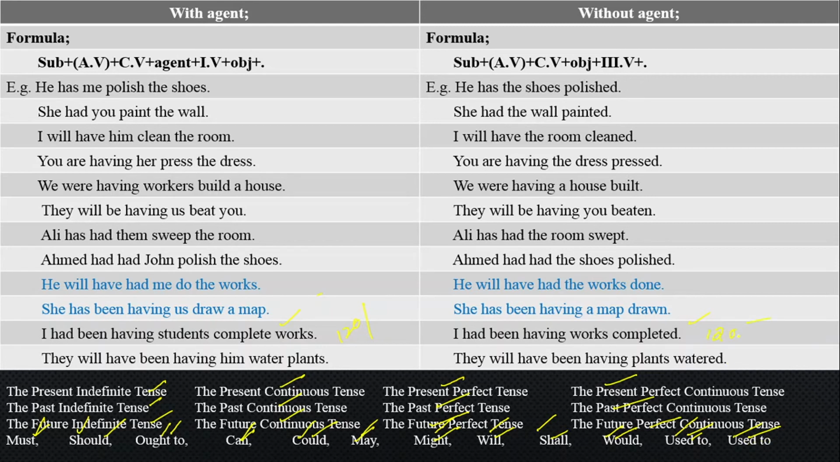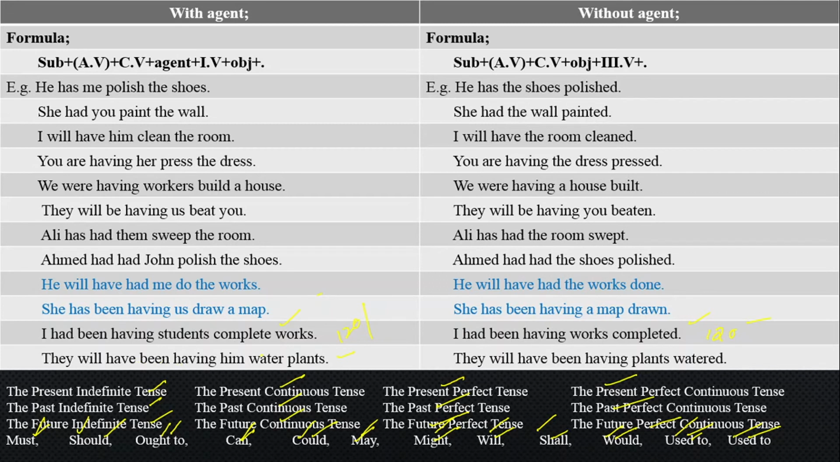The last sentence we have got is "They will have been having in water plants." So how do we change it in all tenses with all modal auxiliary verbs? Let's begin first with the agent, then without the agent. They have in water plants.